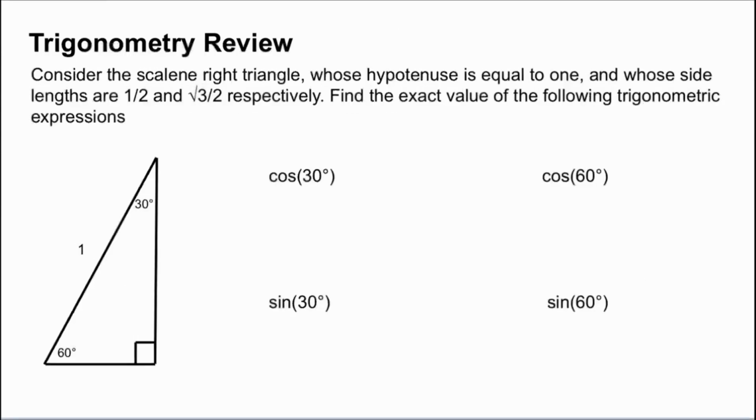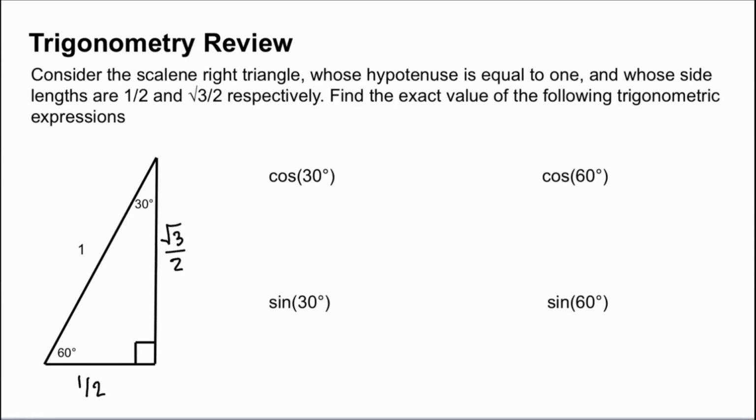Now let's get another example. So we're going to consider the scalene right triangle whose hypotenuse is equal to 1 and whose side lengths are 1/2 and the square root of 3 over 2 respectively. So let's label that. This down here is 1/2 and this is the square root of 3 over 2.